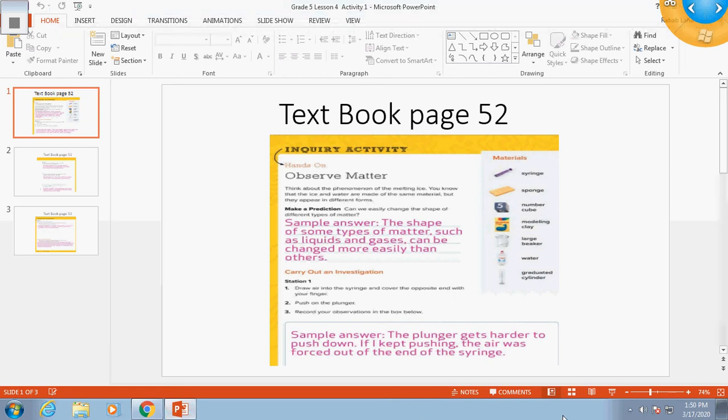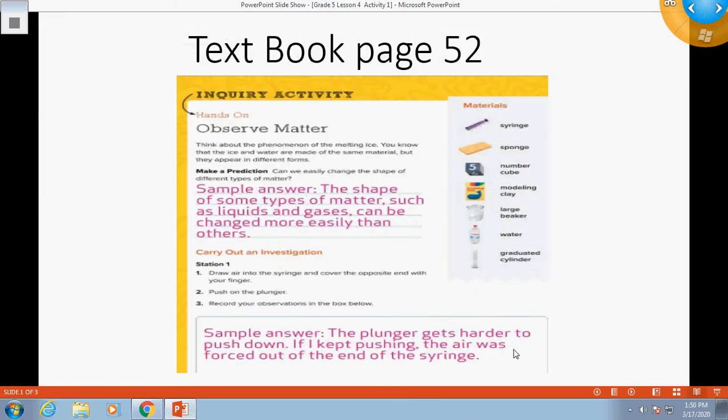Thank you all for watching. Now, I encourage you all to open the textbook page 52. The make prediction question is: can we easily change the shape of different types of matter? The model answer for this prediction will start with the words: the shape of some types of matter such as liquid and gases can be changed more easily than others. This is the model answer.